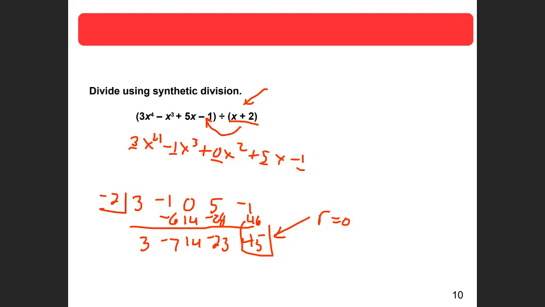Okay, so now in this problem, it's not a 0, so it's not a factor, but my answer, since I start off with the fourth power, will be 3x to the third minus 7x squared plus 14x minus 23, remainder 45. So that is synthetic division. It's really a much easier way to divide than using long division. However, as I said, you do have to do one problem on the assessment this week with long division.